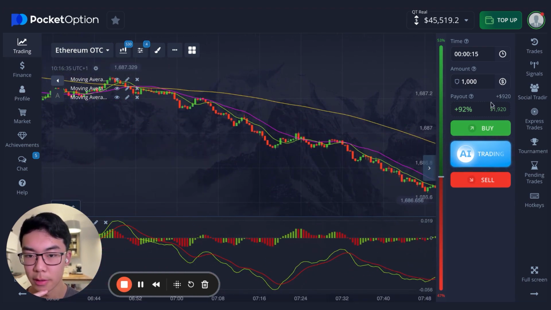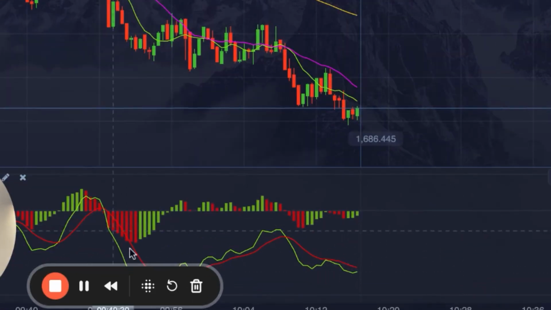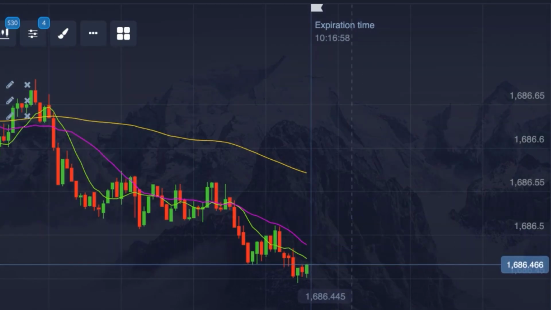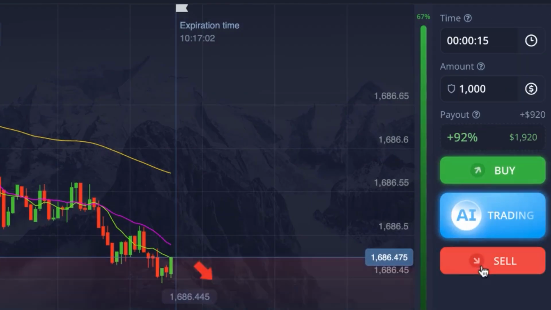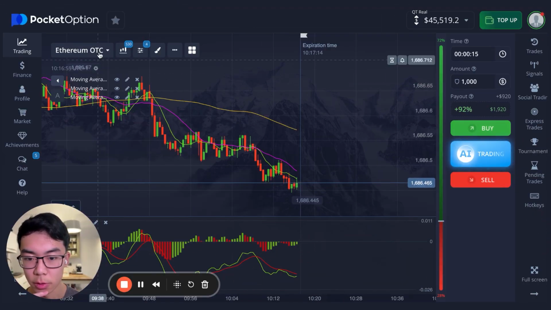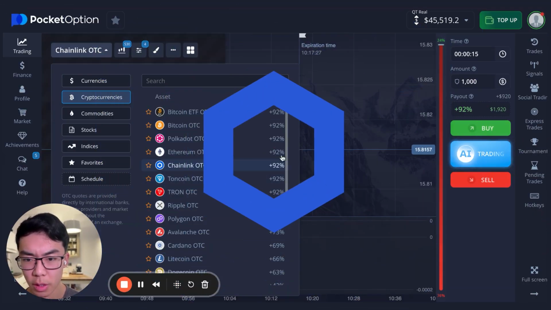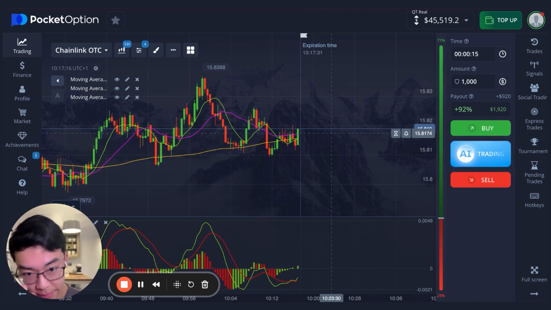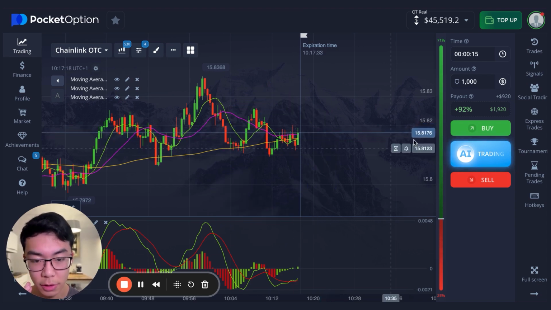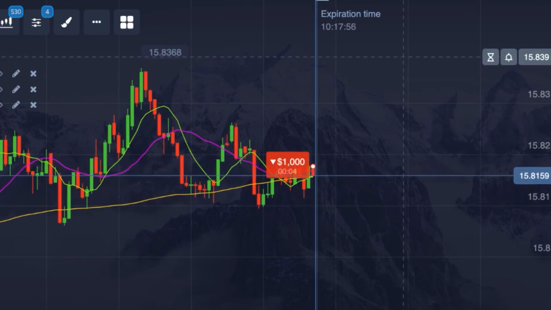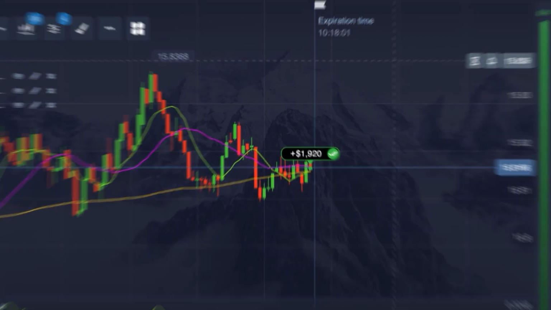Going down quite a bit. We try to leverage this indicator right here to check. According to this indicator, it should be a buy. That's hard to say. So it'll probably go down from here. It's hard to tell if it's a buy or sell. So I'm going to go to a different one. Go to Chainlink. So take your time when choosing the right opportunity. Timing is very key to any trade. Okay, there we go. Big profit.